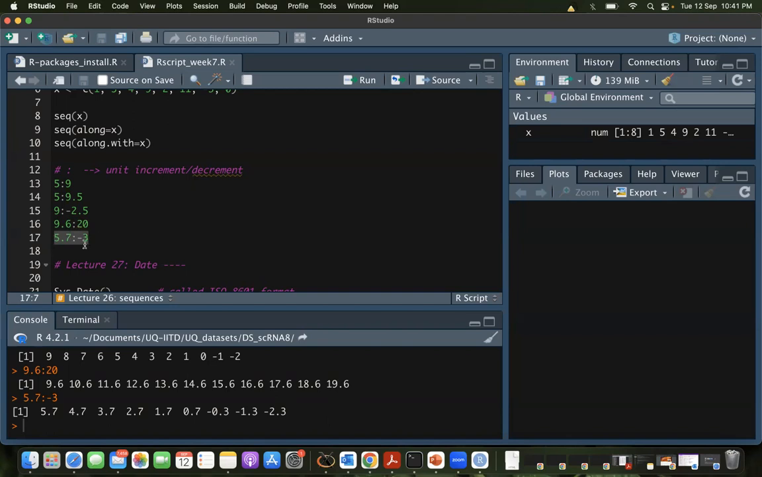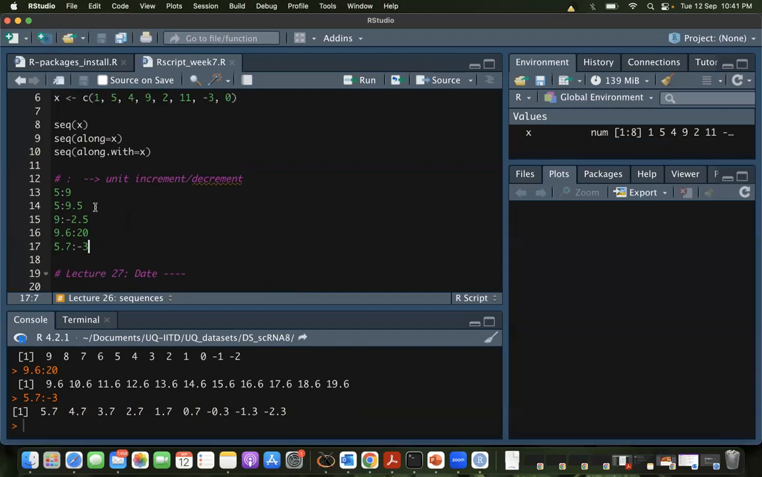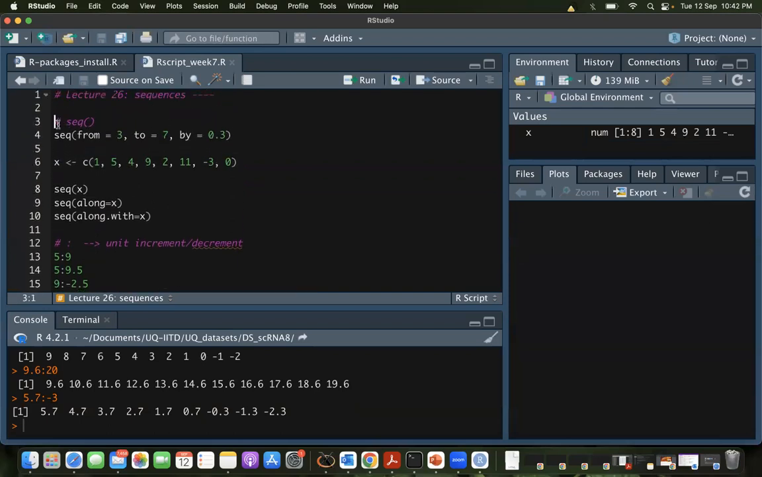So when you're going from plus to minus, if it's not plus or minus half, then you're going to have a change of the decimal number. So don't be confused by that. Okay. All right. So the first way is to use the combine function. The second way is to use the colon here. Now the third way is to use this seq function here.